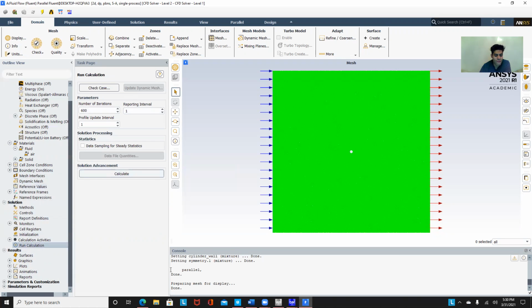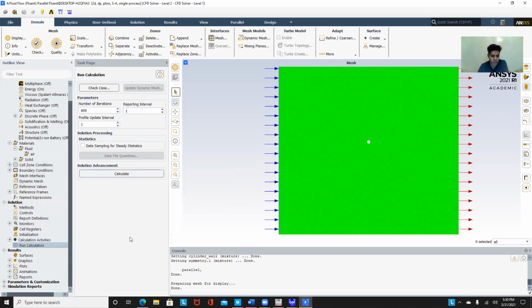So for the first and the second case, I used 1000 for my number of iterations, but for my turbulent case, I was not going to be waiting for 1000 iterations, and I'm pretty sure it converges after like 500 or 400. So I used 600. After I use that, I click calculate. I already calculated it, so I'm not going to be running this calculation right now.